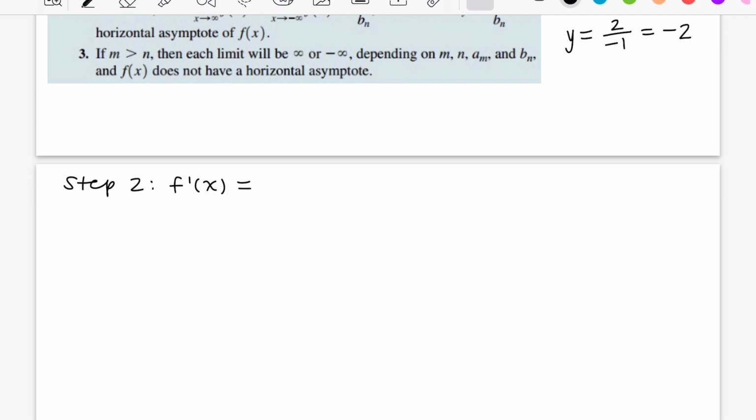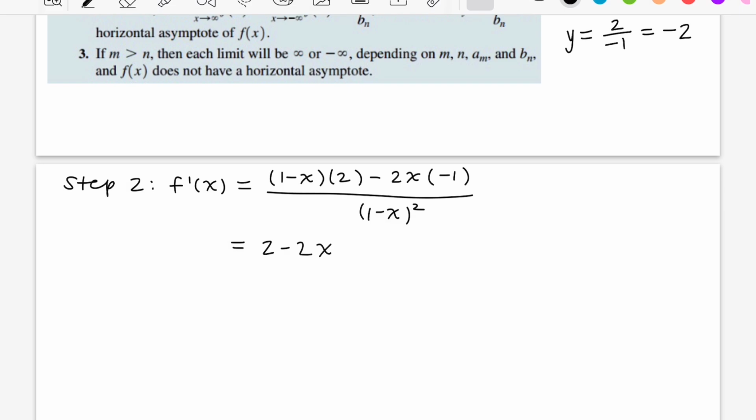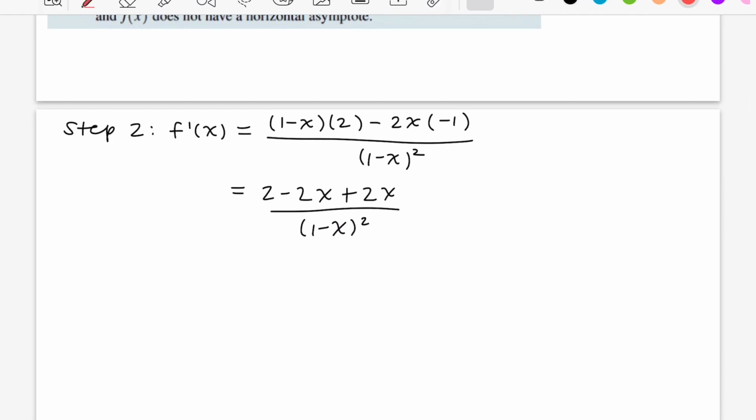So remember, that's going to be our g on the bottom, then the derivative of our function on the top, minus our function on the top times the derivative of our function on the bottom. And that'll be all over our function on the bottom squared. Now just multiplying these, we'll get 2 minus 2x, and then we'll get plus 2x here. So the minus 2x and the plus 2x will cancel. And so we'll get 2 over 1 minus x squared.